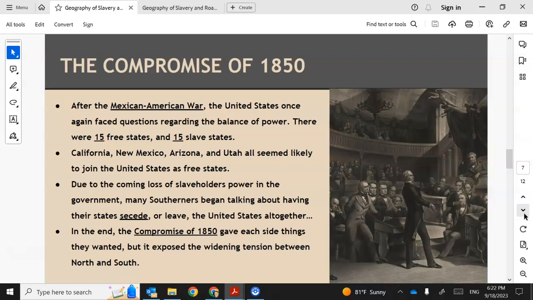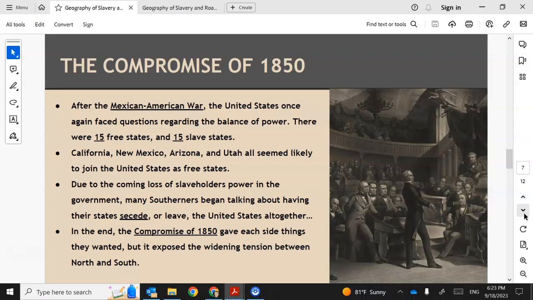But Southerners start talking about secession, leaving the United States if they have a loss of power. It's better to leave the United States entirely and form their own country. But the compromise is going to give everybody something.